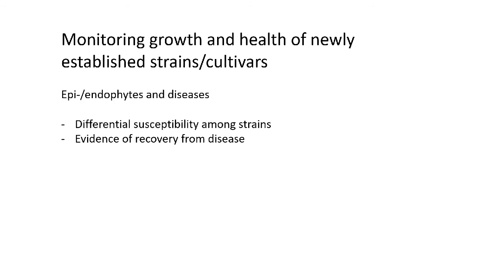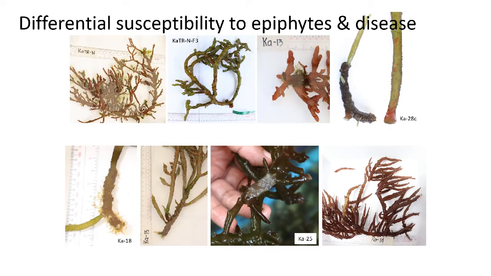So we are now monitoring their growth and how robust they are, in terms of their susceptibility to endophytes and epiphytes and diseases, and we observe that the F1 generations, the different siblings, have different susceptibility to epiphytism and to diseases. And we also observe evidence of recovery from disease. So these are some representations of the epiphytes and disease that we observe. So you could see here epiphytes on the surface, and here also. And this is basically a disease where there is some kind of mucilage on the surface that is eating away the tissue.